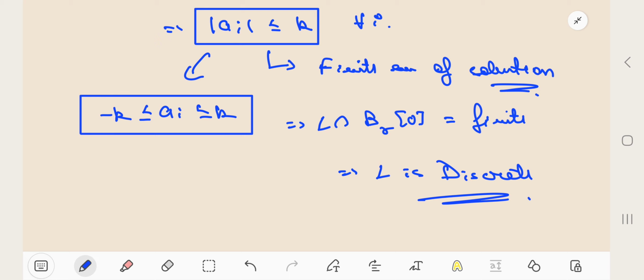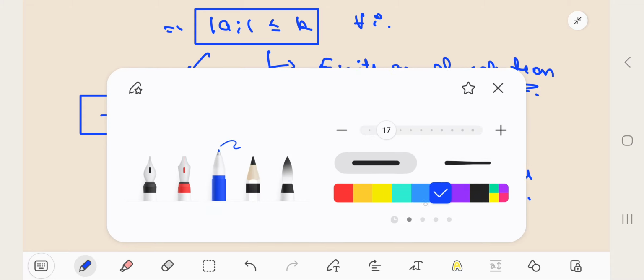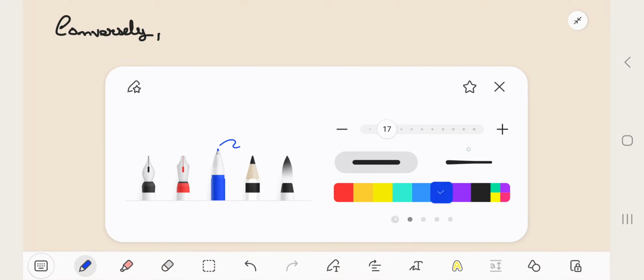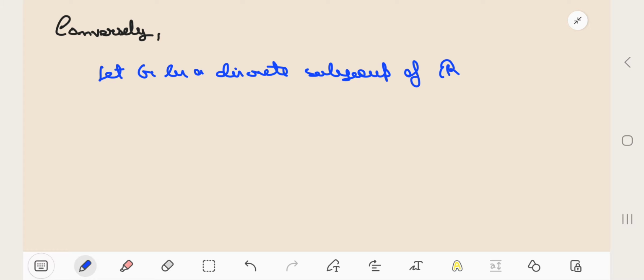Okay. Now let's talk about the converse part. Conversely, this part is a little bit complicated, but let's talk about it. So let G be a discrete subgroup of R^n. What we actually want to show is, let me just write it point-wise, to show G is a lattice.